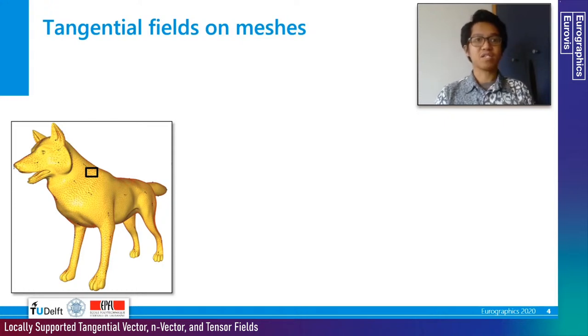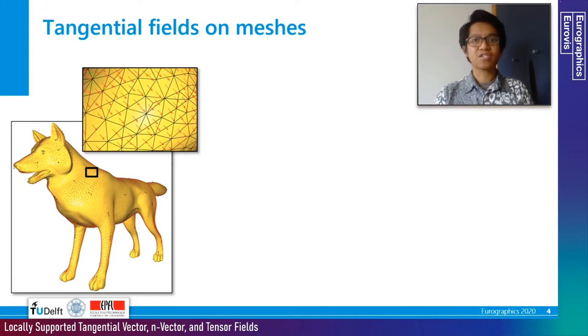Our observation is that we need many triangles to be able to accurately represent a shape. And since the vectors are associated to the triangles, edges or vertices of the mesh, the degrees of freedom that we have for tangential field processing depend on the number of triangles of the mesh. So it can be a million degrees of freedom. And the question is, do we need all of them?